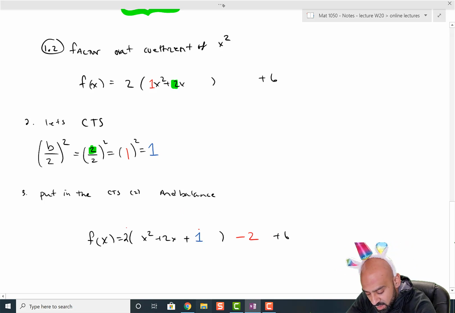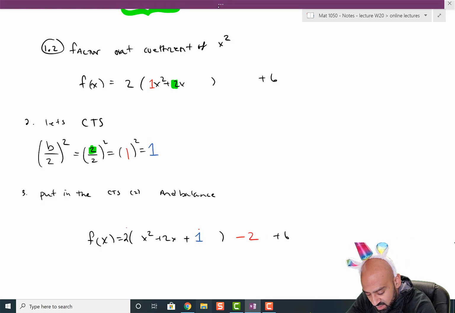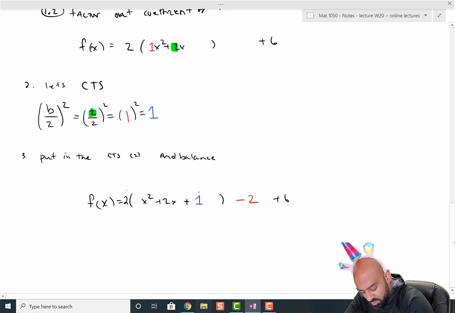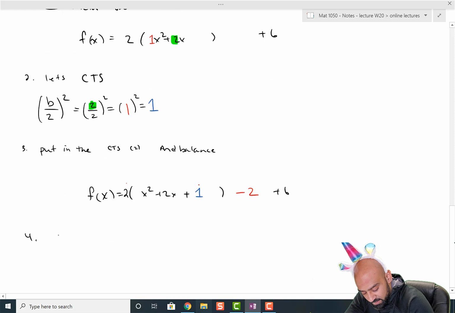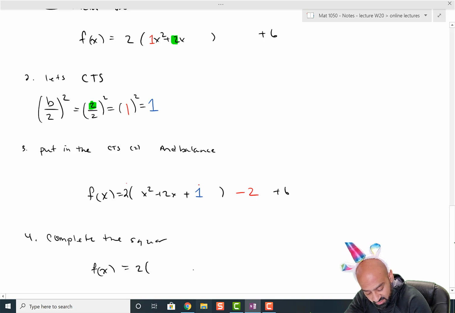Now, once that's done, step 4, basically clean everything up and put everything into its completed square form. So we'll say step 4, finally complete the square. Now, that means it's going to be f of x equals 2 times x plus 1 squared, and this is going to give me plus 4 on the outside.